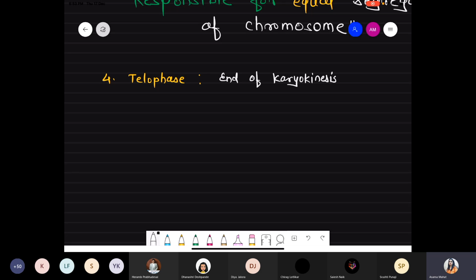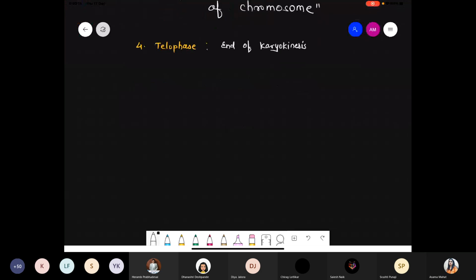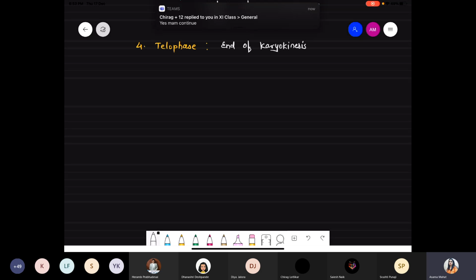Chalo, done. So first of all, we are talking about what kind of events will occur during the telophase, and then we'll see the diagrammatic representation. Should I continue? Okay, Samruddhi. Chalo. So first of all, we are talking about the first part. Now, telophase, basically this is the end of the karyokinesis.